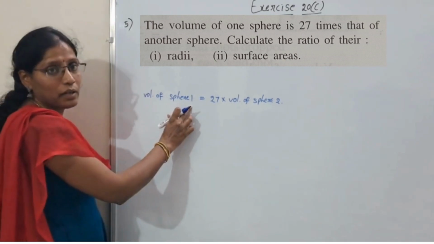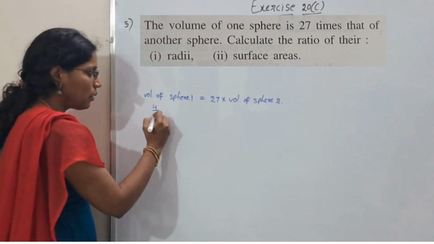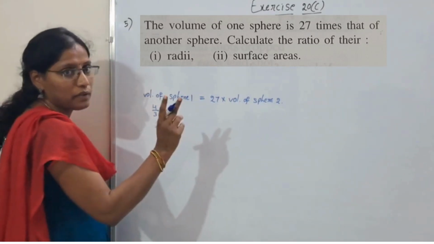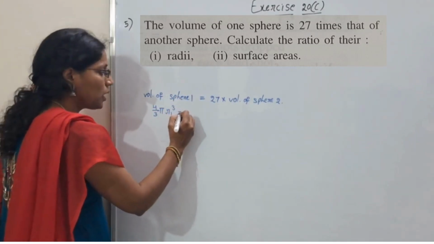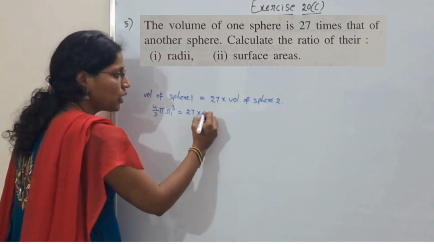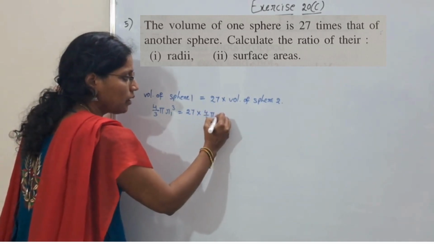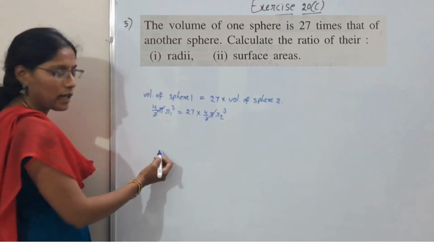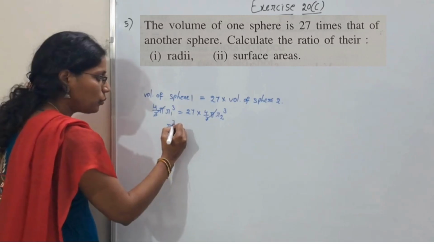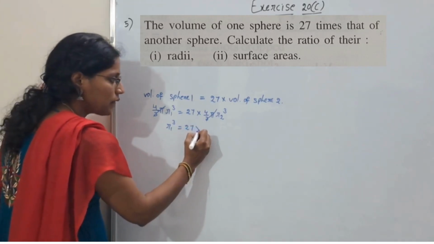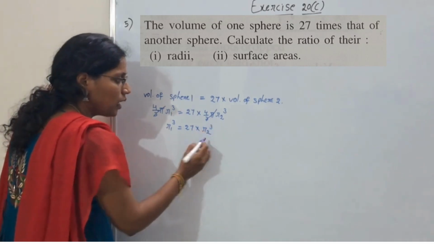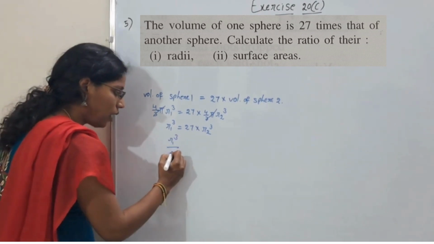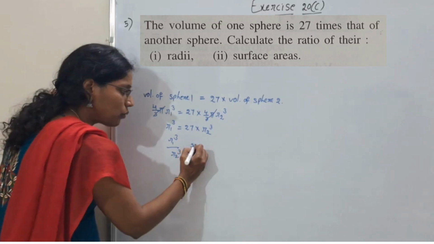First, volume of the sphere formula is 4 by 3 pi r cube. Here sphere 1, sphere 2. R1 cube equal to 27 into 4 by 3 pi r2 cube. Here 4 by 3 pi cancel. Remaining r1 cube equal to 27 into r2 cube. Here r2 cube we have to shift to the left side. r1 cube by r2 cube equal to 27.